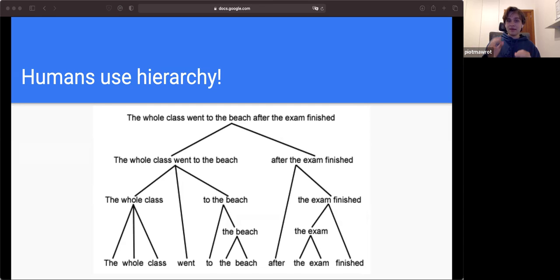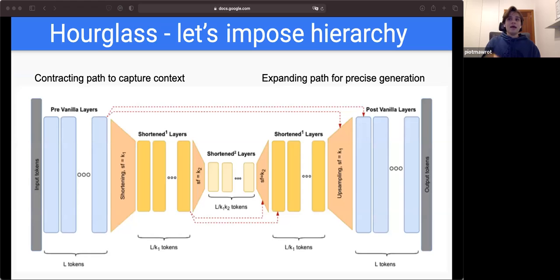Also, please notice that in this example, tokens are just words. Sometimes our input tokens are characters when we do character level modeling, which makes it even more suitable to merge them into words at some point in the model. And now let's use this intuition to force the model to do that. Let's impose such a prior to our architecture.